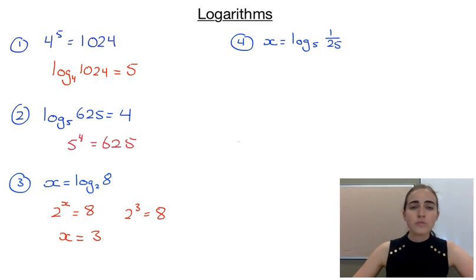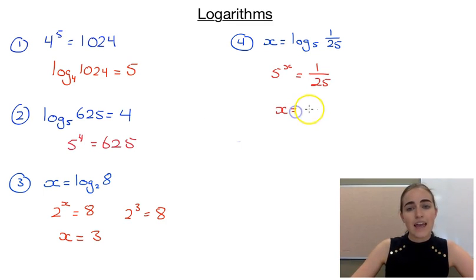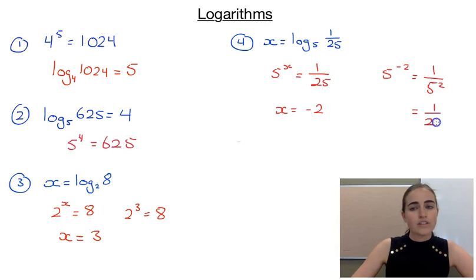It's important to know as well that all these rules work when we have fractional or negative powers as well. So for example, if we were solving this one, we've got x equals log to the base 5 of 1 over 25. If we write that, we would have 5 to the power of x equals 1 over 25. And again, looking at your index laws, we should be able to say that x is equal to minus 2. That's because 5 to the power of minus 2 would be 1 over 5 squared, which is equal to 1 over 25. So our x is equal to minus 2.